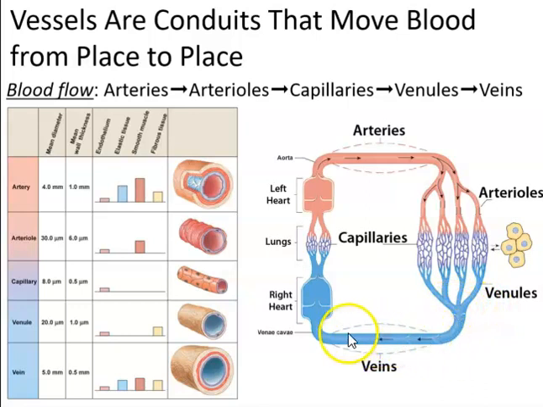The veins will then allow for transport of this blood through the vena cava and back to the right side of the heart. Okay, and then we have again an exchange within the capillary system of the lungs. So we have a reoxygenation of the blood, and we can see that it goes back to that loop.